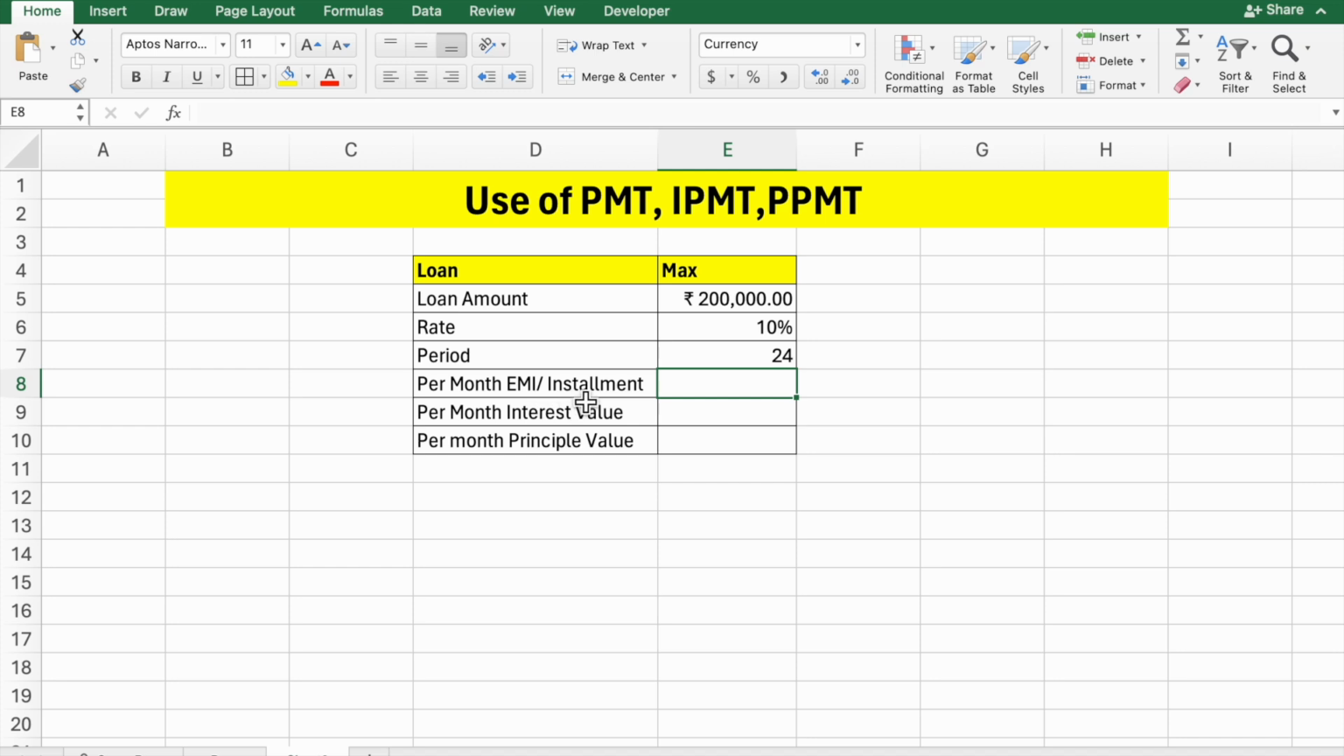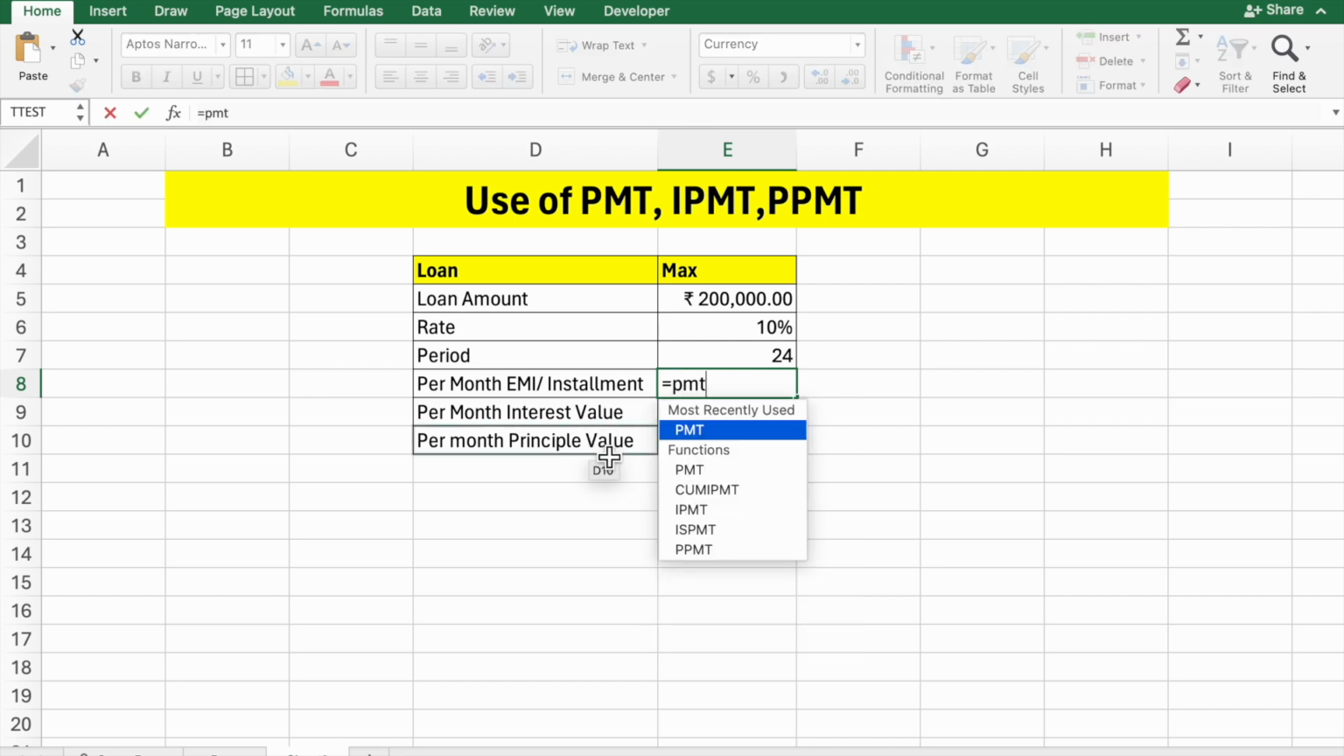To find it out we will use the PMT formula, equals PMT. Then it will ask for rate, so this is the rate. Now we have to divide by 12 because this is the annual rate and I want to find out per month. Then here you will see NPER. NPER means the time period. If it is in months you just select that. If it is in years you have to divide by 12.